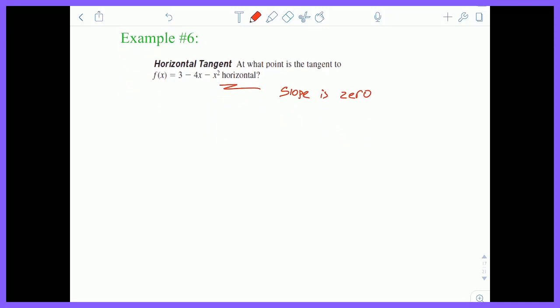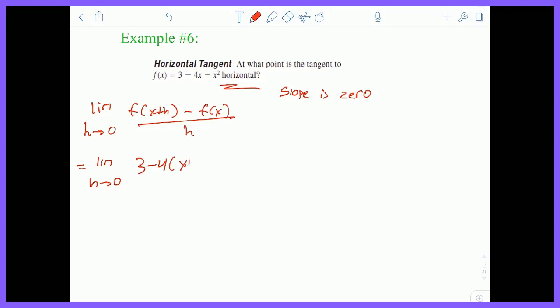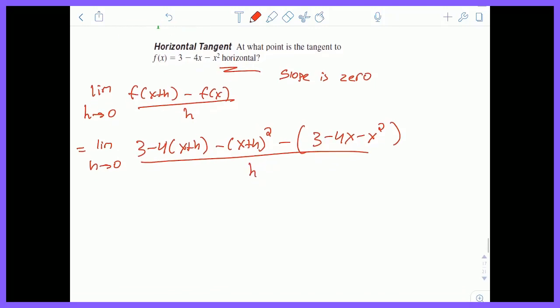So step 1, find the slope, aka the derivative. So the limit as h goes to 0 of f of x plus h minus f of x all divided by h. Once I get my answer, I'm just going to set it equal to 0 and bam. Let's do it. Limit, h goes to 0, of 3 minus 4 times x plus h minus x plus h squared minus all of f of x, which is 3 minus 4x minus x squared, all divided by h. Okay, we've got a bit of simplification.